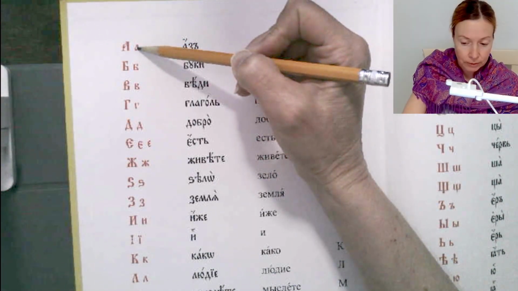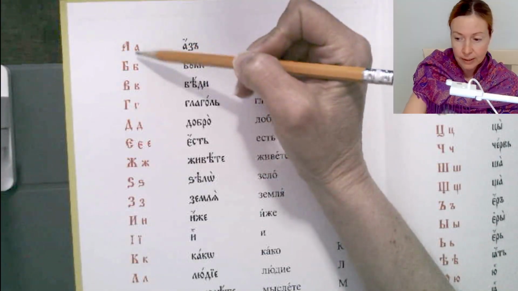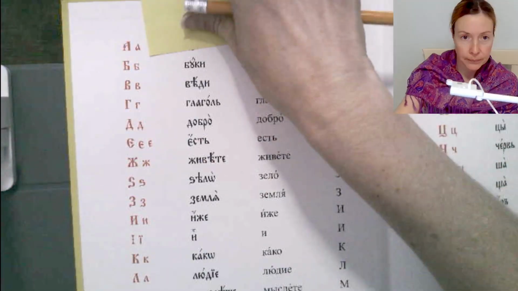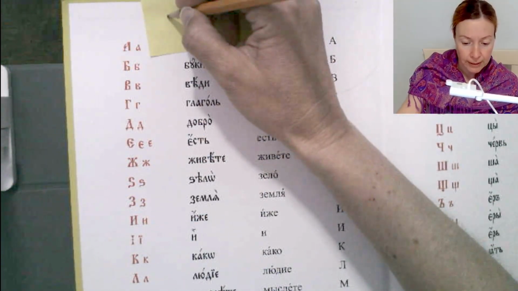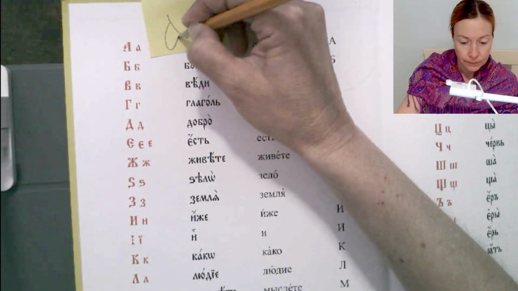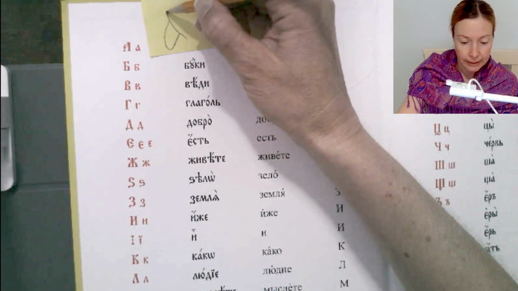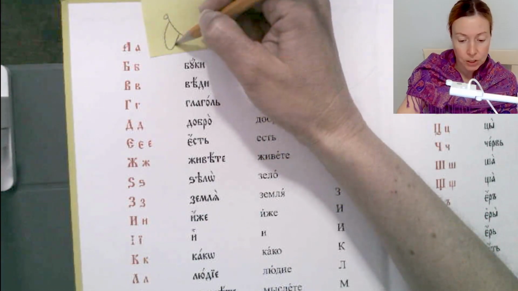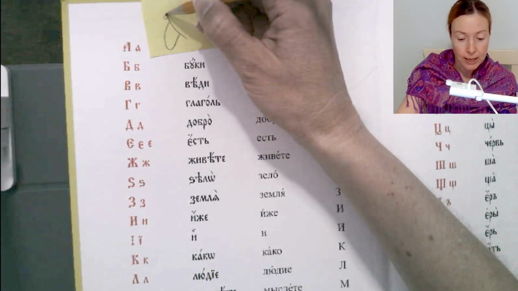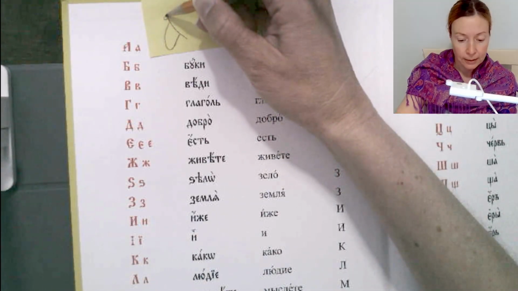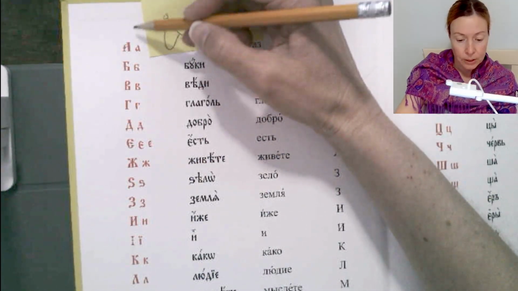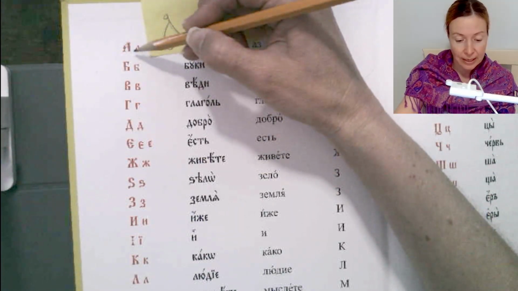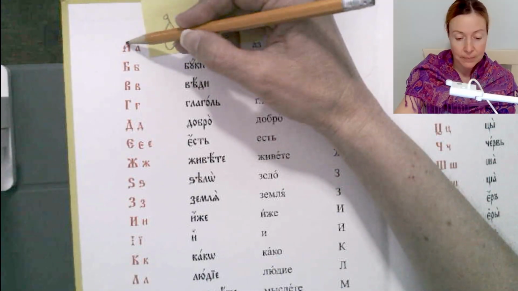I don't want to write here in this book, but let me write right here. So it was written like this, and a little bit like this. So it's like the bull. This is the stomach, the belly of the bull, and this will be the head of the bull. And it looks like a bull. Even our Church Slavonic Az looks a little bit like this, it mimics that.